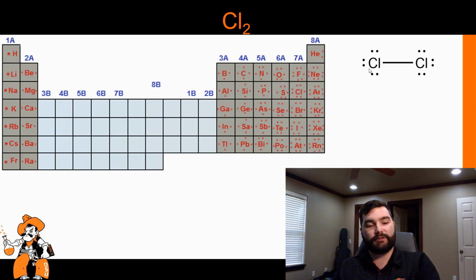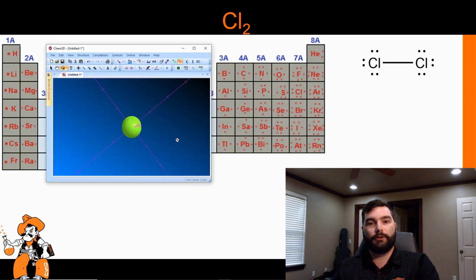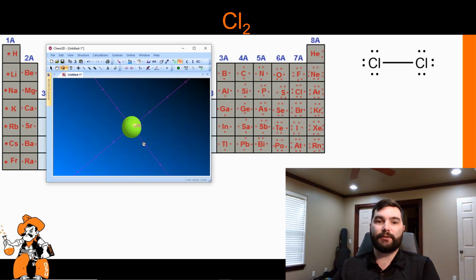So looking at the 3D structure of this molecule, you have a completely linear molecule. Whenever you look at it straight down the axis, you can't see the other element. You can't see the other atom in the molecule. But whenever you rotate it, you can see both. So here's your 3D structure of Cl2.